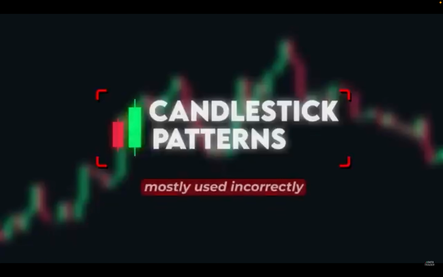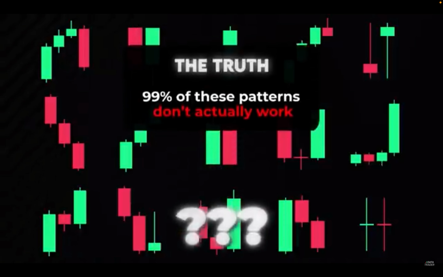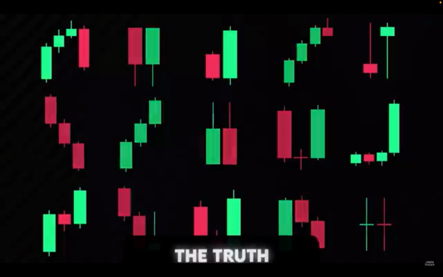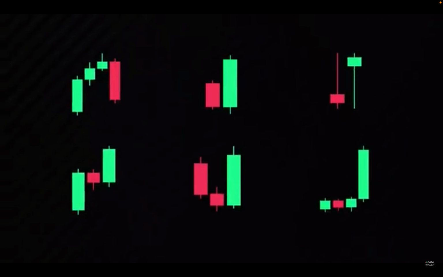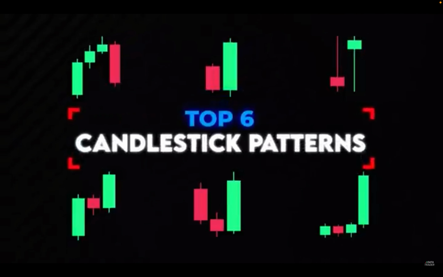You'd be surprised that most traders still use them incorrectly. The most confusing part about trading candlestick patterns is figuring out which ones actually work, since there are a lot of them. But here's the truth. 99% of these patterns don't actually work, and I know this because I've tested all of them throughout my trading career. However, I've found that a handful of them work extremely well and to this day have made me a lot of profit. In this video, I'll reveal the top 6 candlestick patterns proven to work, as well as everything you need to know about them.